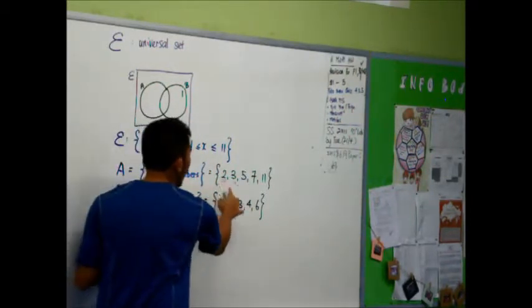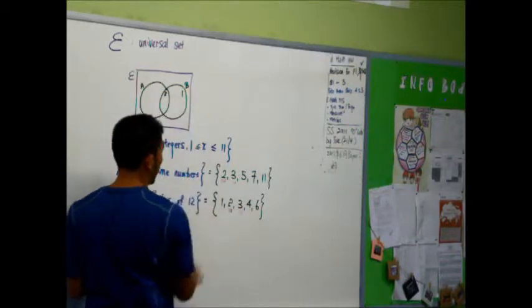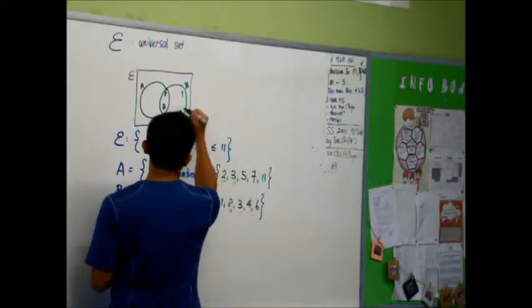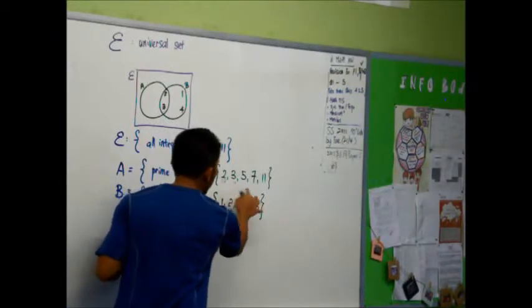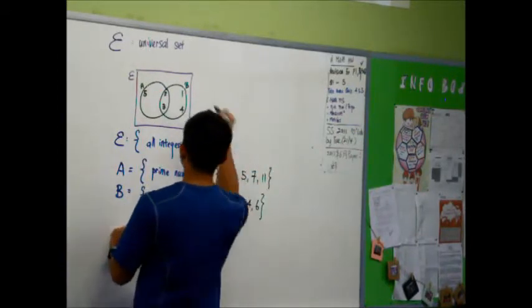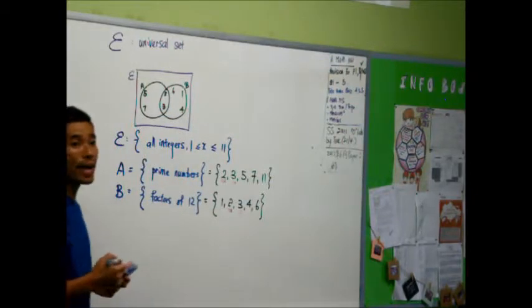Okay? Number 2 is found in both, so I put it in the middle, both in A and B. Number 3 is in both. Number 4 is in B. Number 5 is in A. Number 6 is in B. Number 7 is in A. I cannot find number 8.